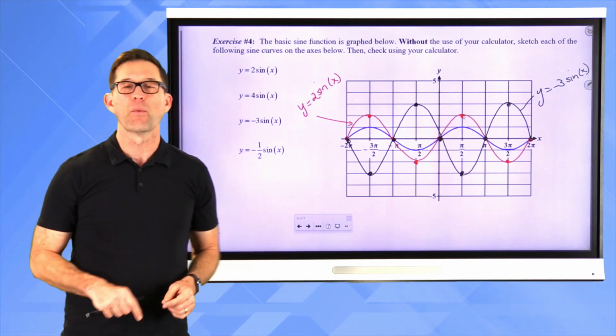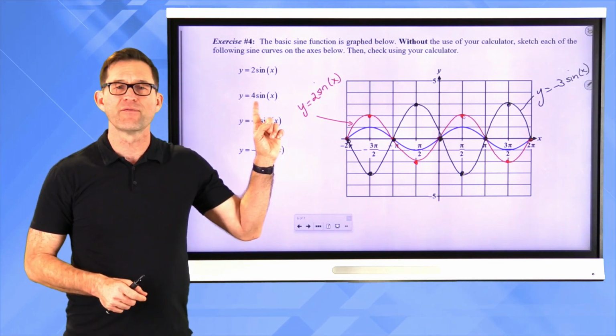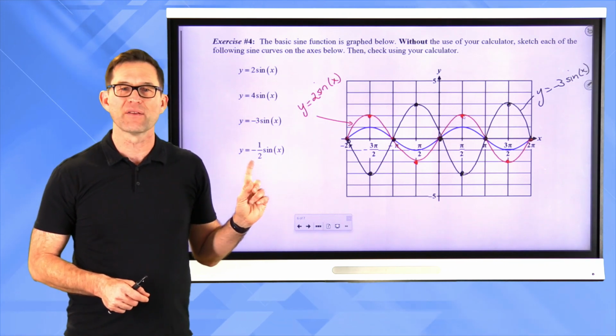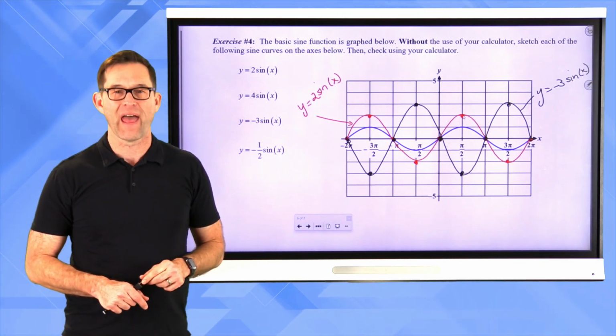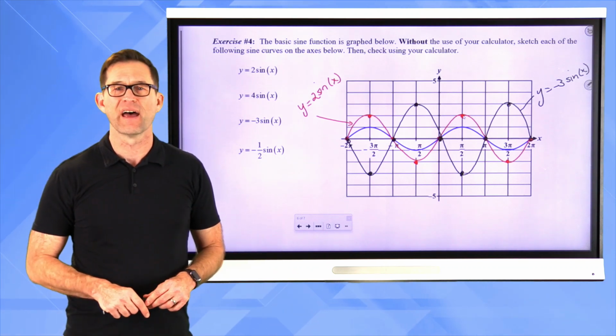Okay, what I'd like you to do is go ahead and pause the video now and graph y equals 4 times the sine of x, and a little more challenging, y equals -1/2 times the sine of x. Do the best jobs you can on here. It doesn't have to be perfect.